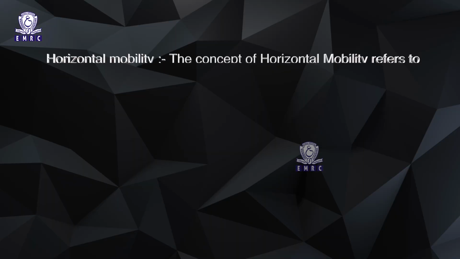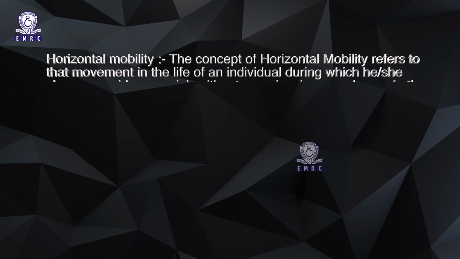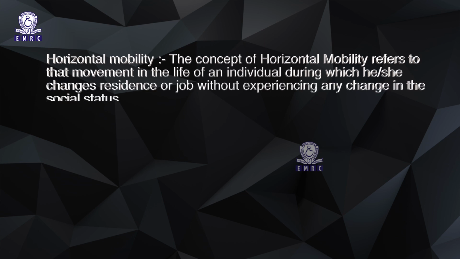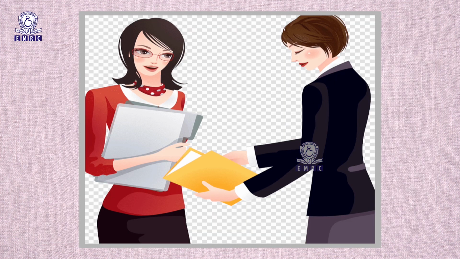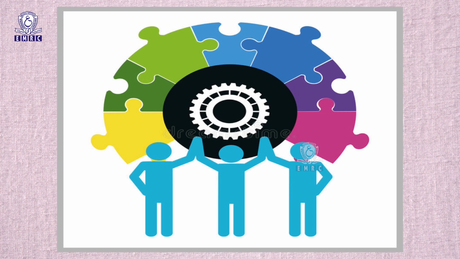What is horizontal mobility? The concept of horizontal mobility refers to that movement in the life of an individual during which he or she changes residence or job without experiencing any change in the social status. For instance, an officer transferred from one place to another in the same rank and pay, or a teacher leaving one school to work in another, or even a factory worker leaving one factory and joining another without any change in his status, is called horizontal mobility.